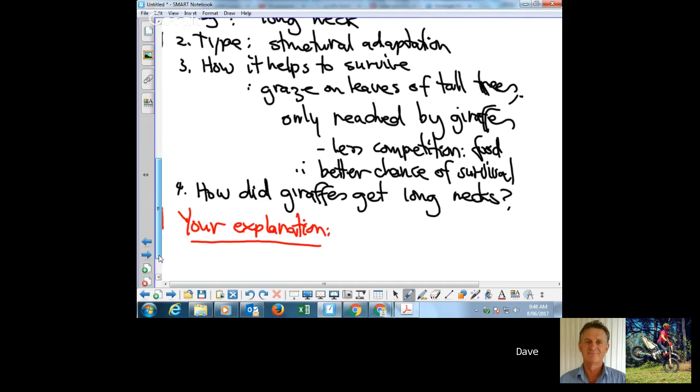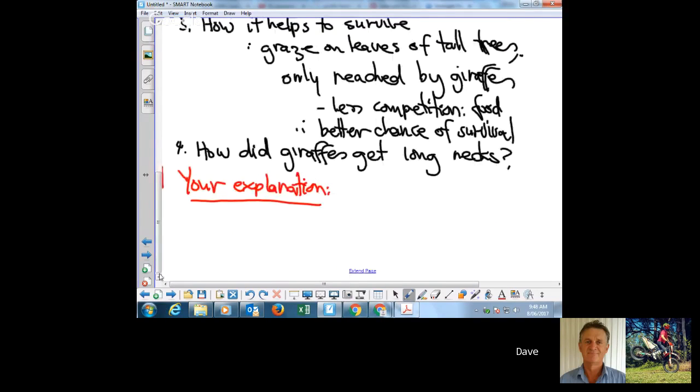I'll let you jot down a few points. You can either write it in a sentence or put a series of dot points to maybe show how you think that's going to be.